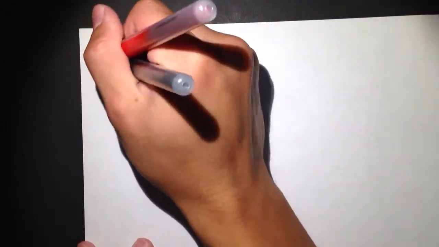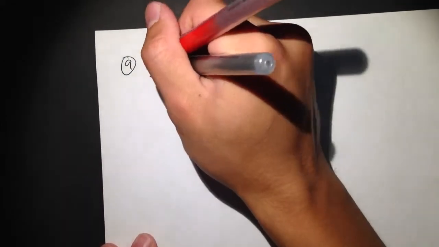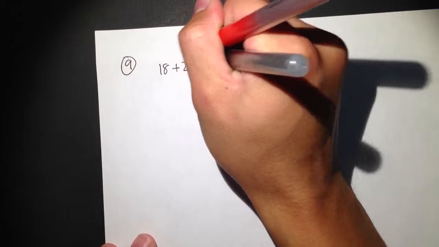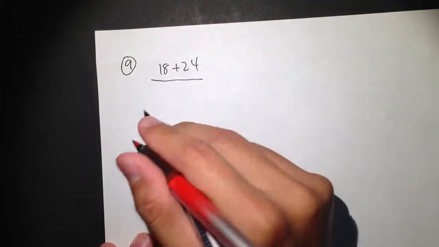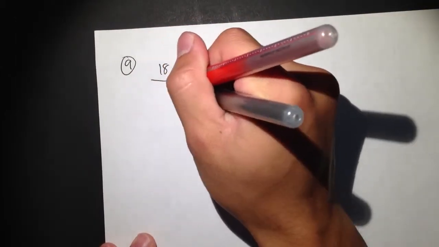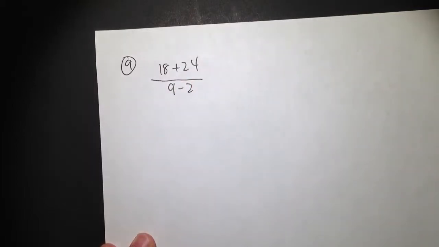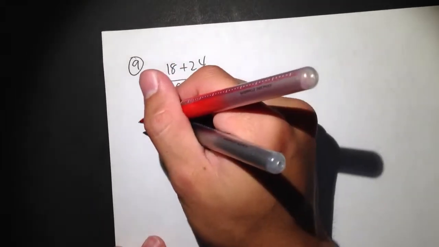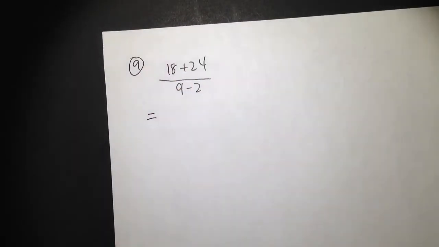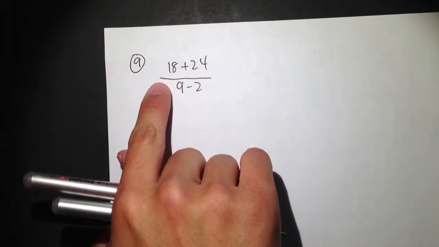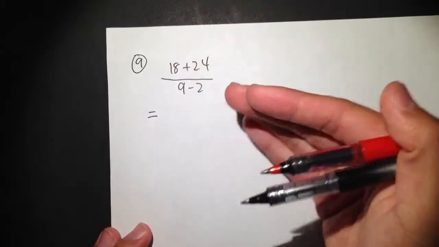Okay, now let me work out number 9. Number 9, we have 18 plus 24 over 9 minus 2, with a fraction bar. In this case, we still have to follow the order of operations, but you see that we have a fraction bar that divides the top and bottom.